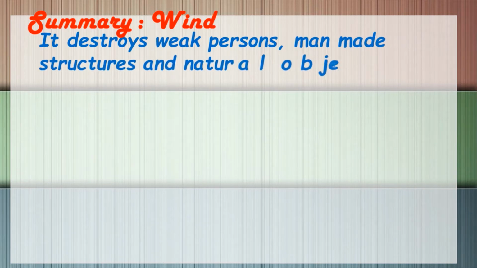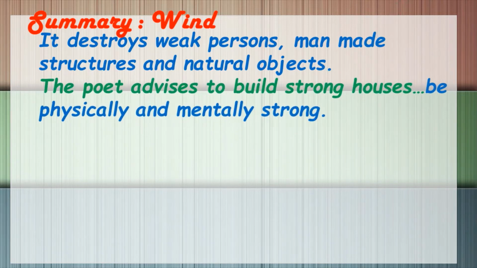The fast-blowing wind destroys the weak structures like the weak houses, weak doors, weak trees, and even people who are physically and mentally weak. It means that everything and anything that is weak and fragile crumbles down in the face of a strong wind. Hence, the poet advises us to build strong houses fixed with strong doors, so the wind can't penetrate through it and destroy it. We must be healthy physically and mentally to face the hardships that life throws at us.